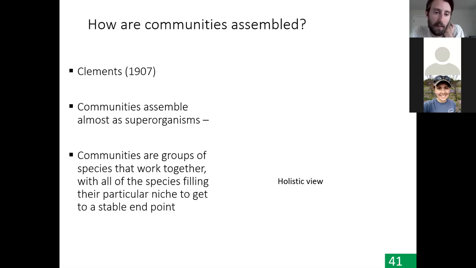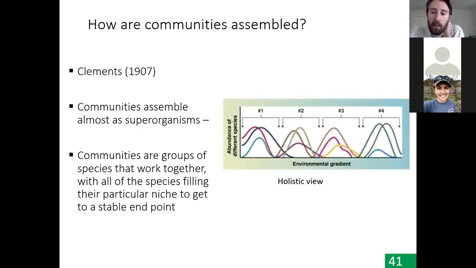So here we've got the views of Clements in the early 1900s, and he was arguing that communities assemble as almost superorganisms, and that communities are groups of species that work together to fill out all the niches that are available in an environment to get to a stable endpoint. This is a holistic view of communities. If you predict that communities are assembled in this way, you would predict different species to have similar distributions to each other.